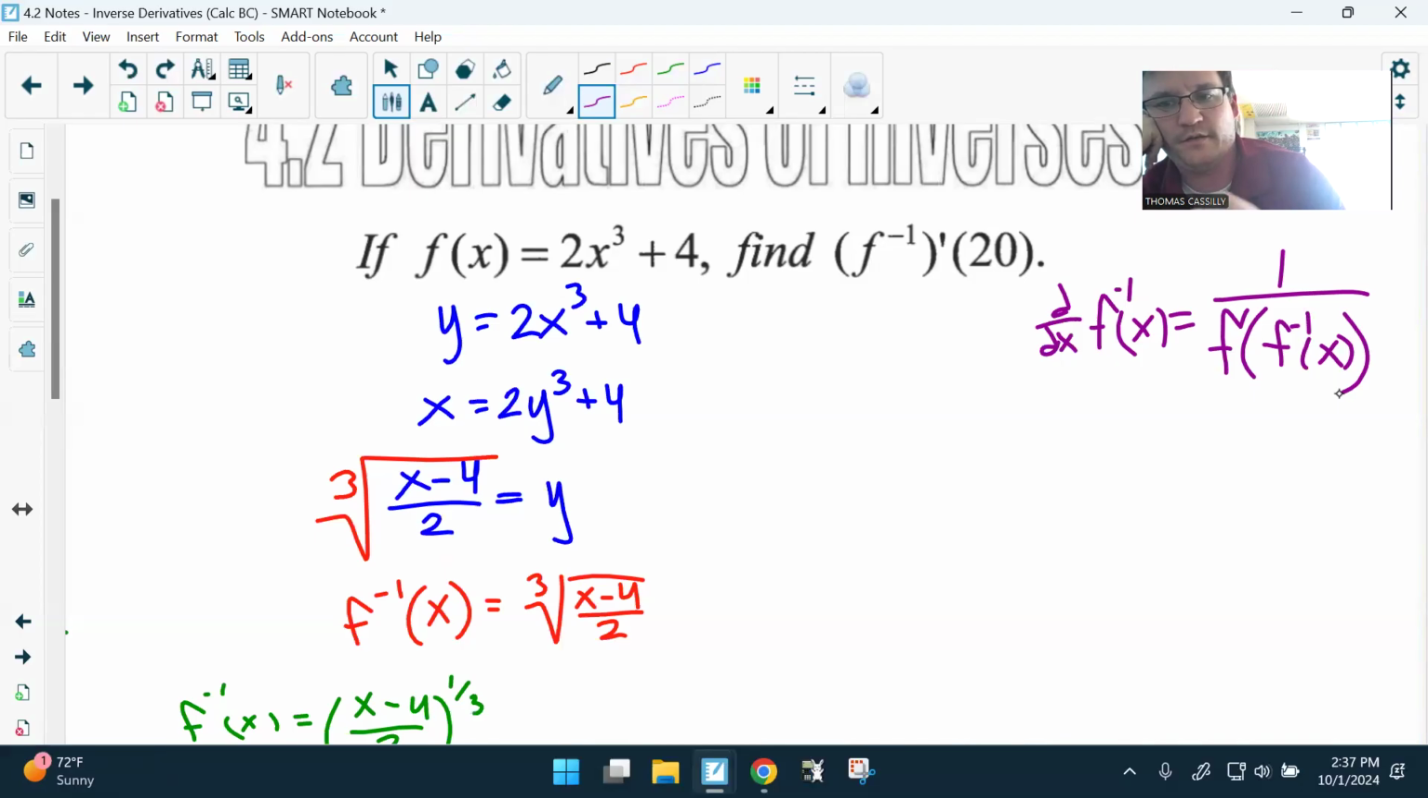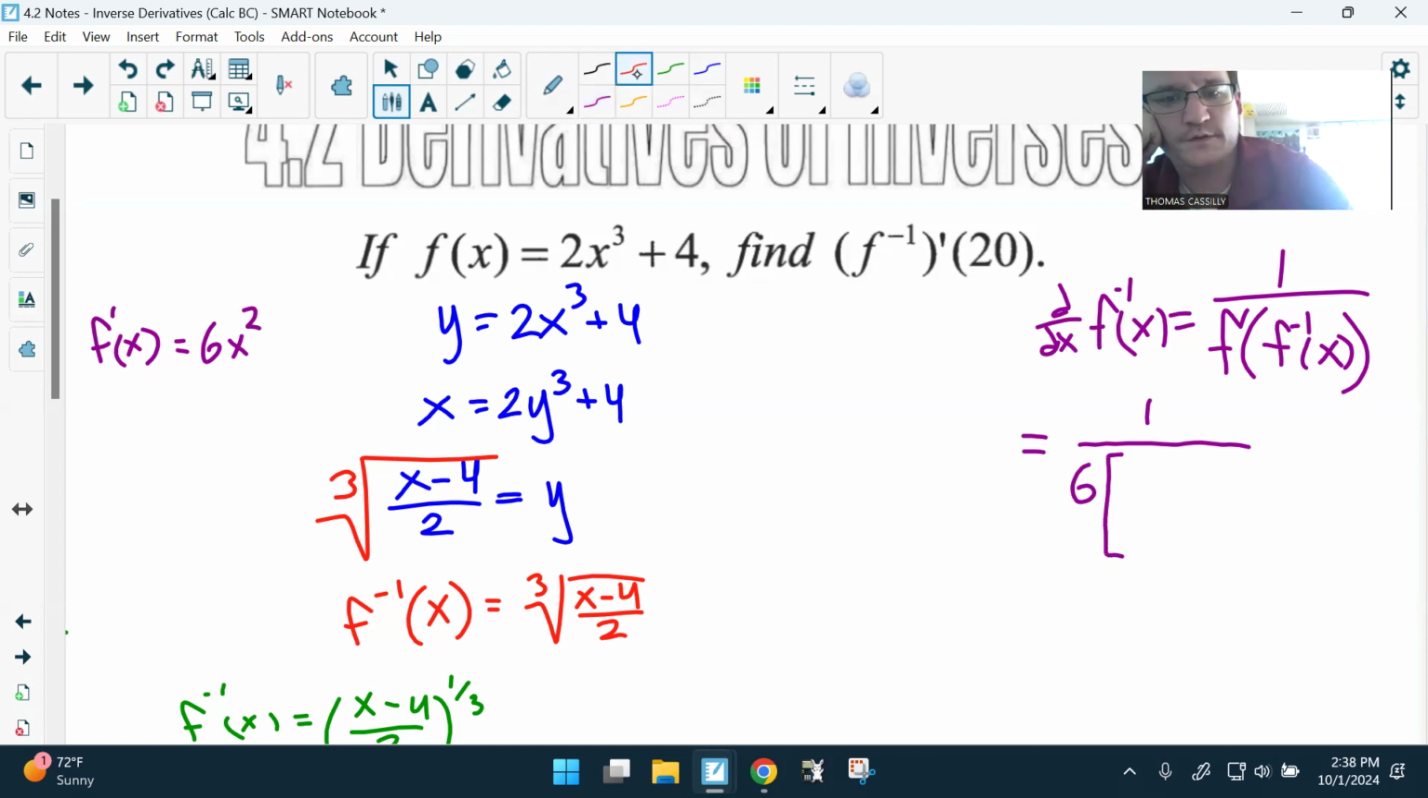So let's see here. This ends up being, well, we don't know the derivative. Let's figure out the derivative. f prime of x equals 6x squared. All right, so this equals 1 over 6 times, let's see here, I have to plug in the inverse on this thing. That is the cube root of x minus 4 all over 2. And then I think I have to square this thing, yeah. And then, of course, I'm plugging in a 20, so I'm just going to say x equals 20.